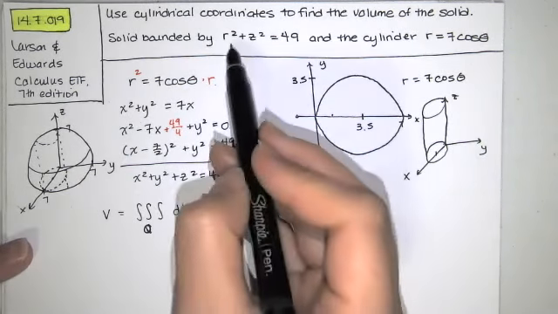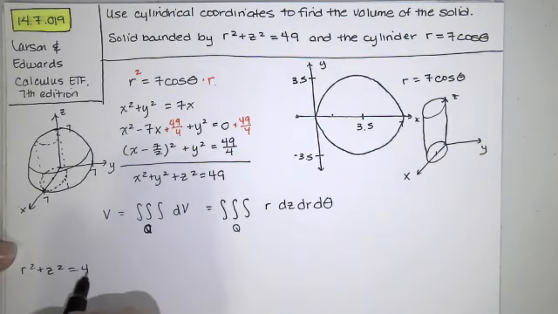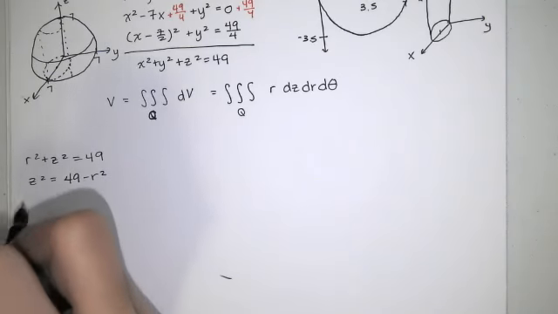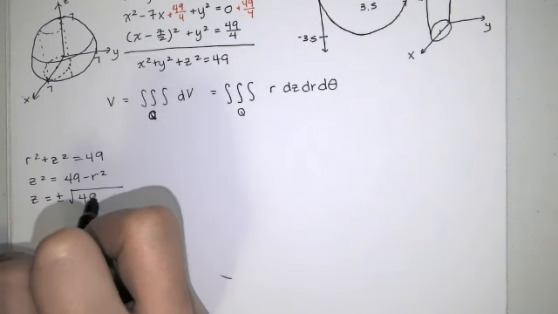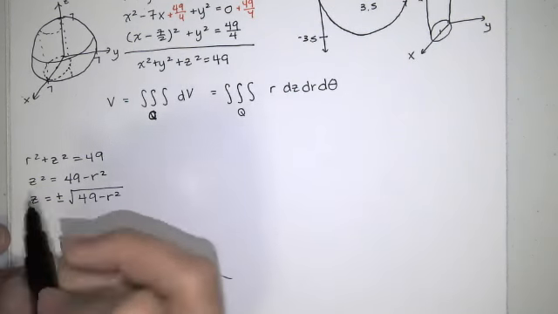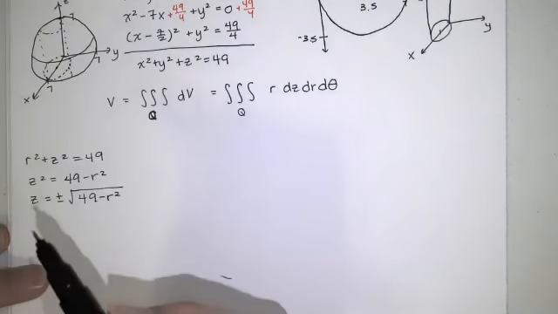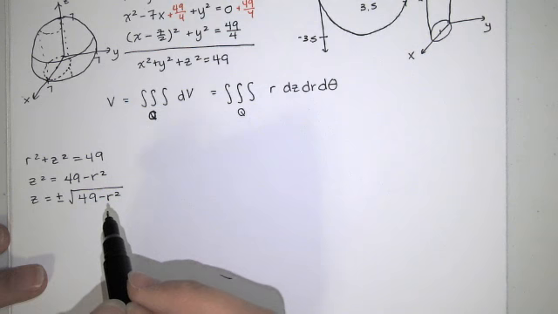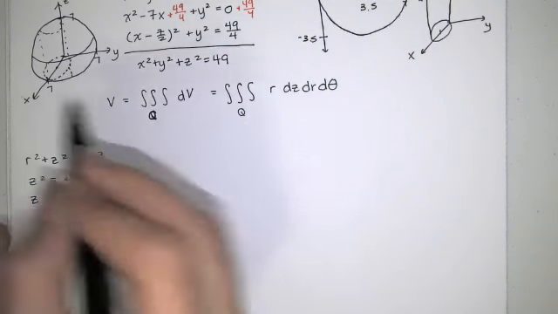And then we can use this equation to get the bounds for z. So r squared plus z squared equals 49. And if we solve for z, we get z squared equals 49 minus r squared. And then if we want to get z by itself, we take the square root. So we have plus or minus the square root of 49 minus r squared. The positive square root is the top half of the sphere. And then the negative square root is the bottom half of the sphere.